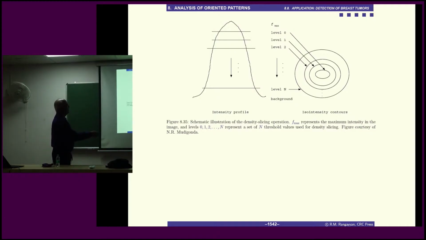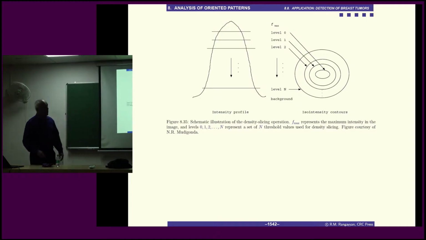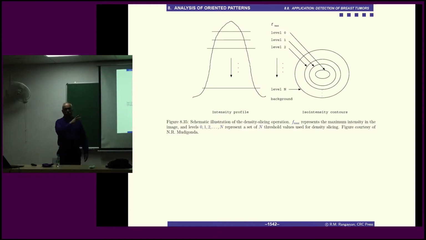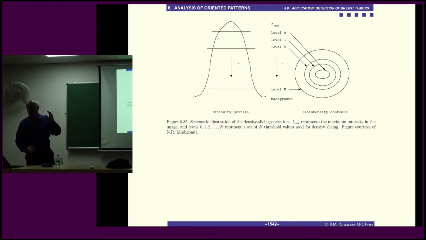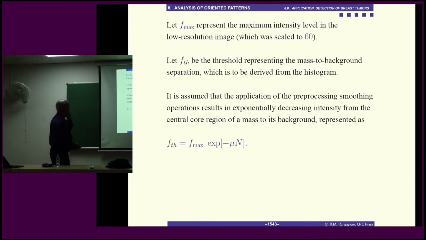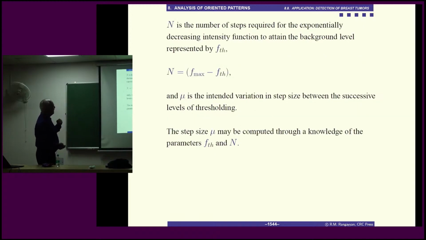There could be other such families, but if a family has only 1 or 2 contours, then you say that's not significant. If there is a significant peak, it must contain a number of such contours, one inside another. Then it is a significant peak. That could be a mass or a tumor. There is some modeling here as to what the threshold should be. I'll skip some of these details.